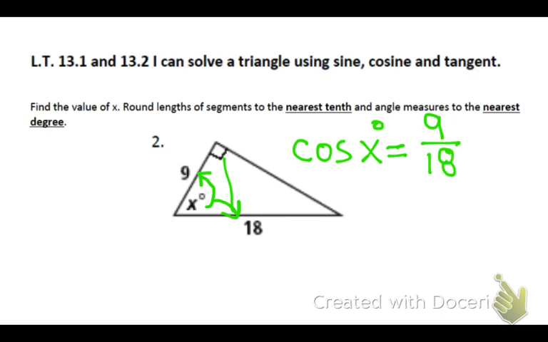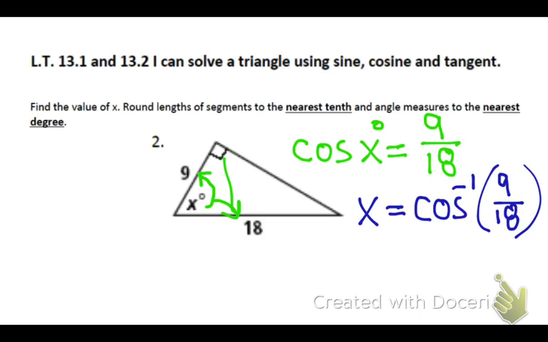Now to solve for x, we're going to have to do the inverse cosine. So we're going to do inverse cosine of both sides. If we do that, that will get the x by itself. So we're going to do x equals inverse cosine of 9 over 18. So that's just something we need to type into the calculator. So I'm going to do that.